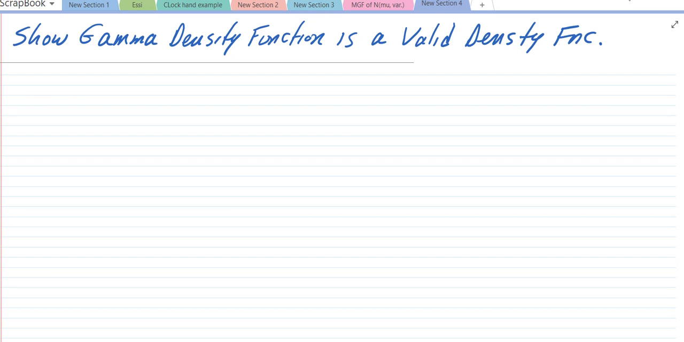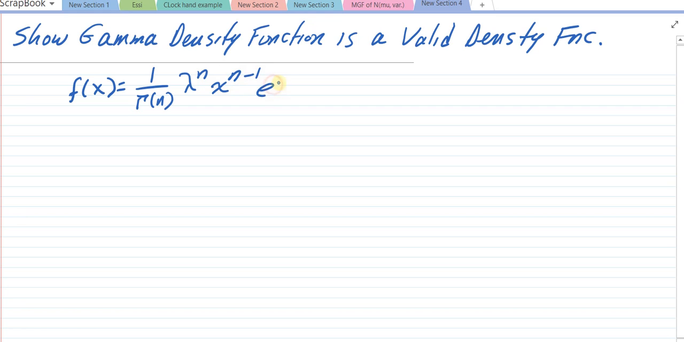So we want to show that the gamma density function is a valid density function. The gamma density function, I'm going to write it as f of x, is given by 1 over gamma n, lambda to the n, x to the n minus 1, e to negative lambda x. So that is what the gamma density looks like. Again, this is the probability density function, and of course here x has to be positive.